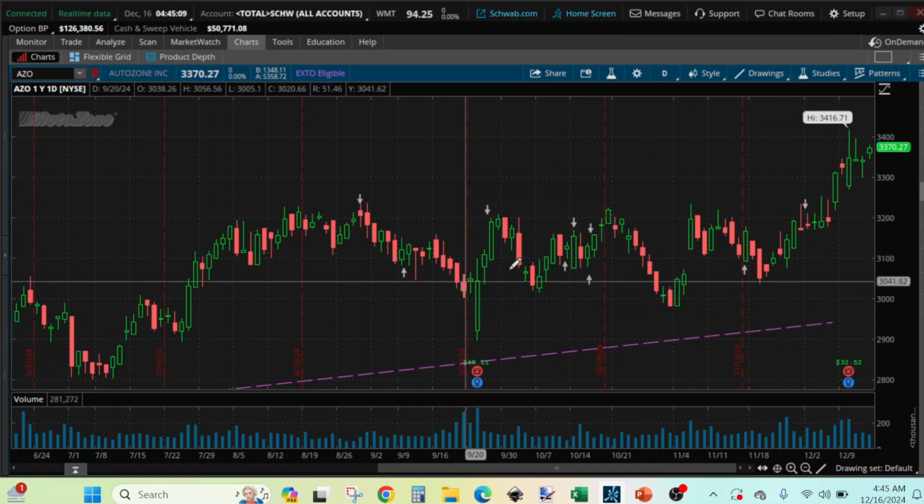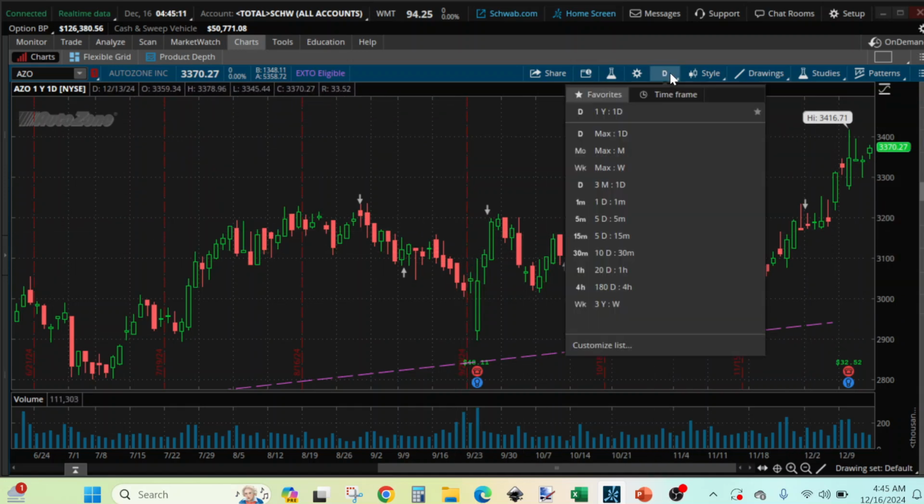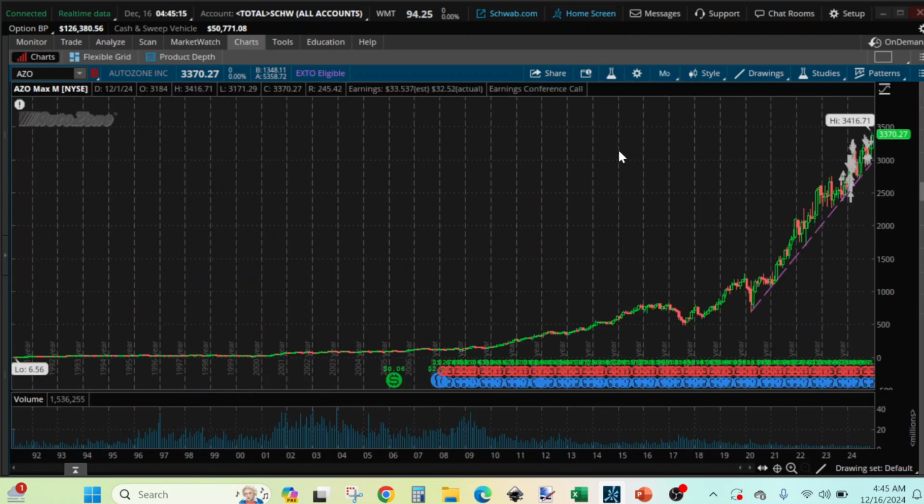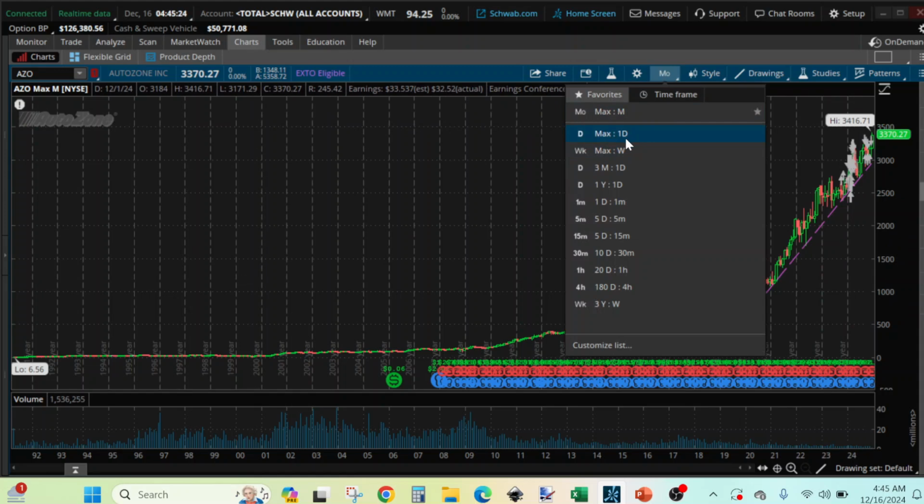Since we are swing trading upward-trending stocks, if we go to the maximum monthly chart, you can see where the price is at the tip of any previous mountain on the chart, on the maximum monthly charts.